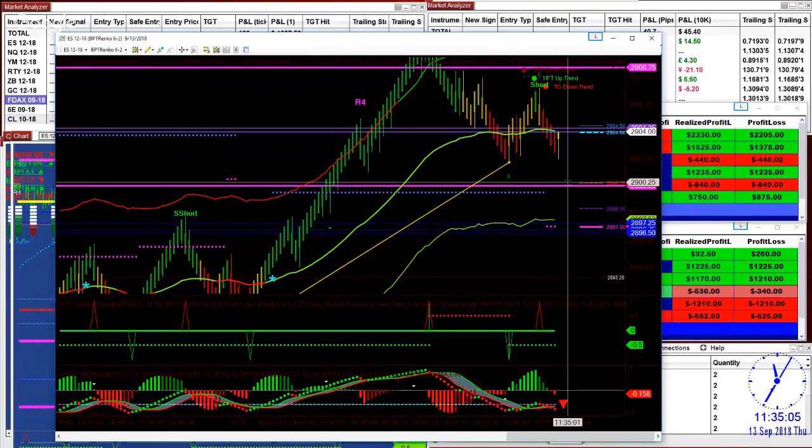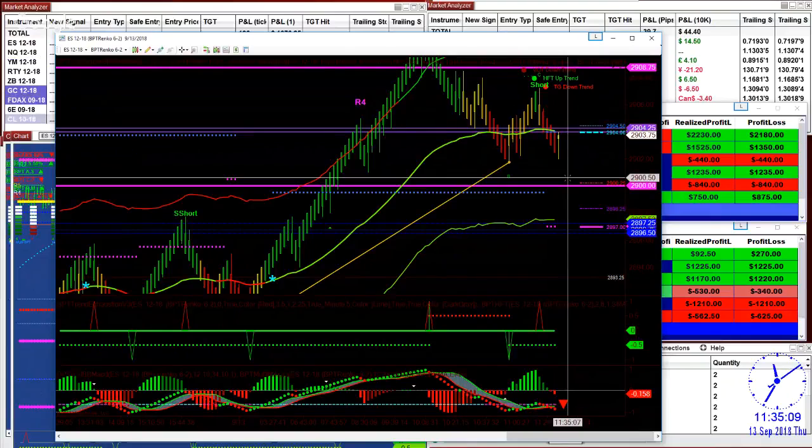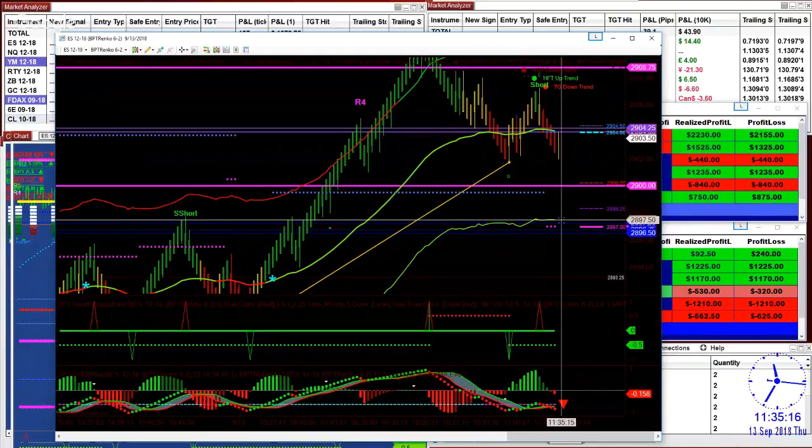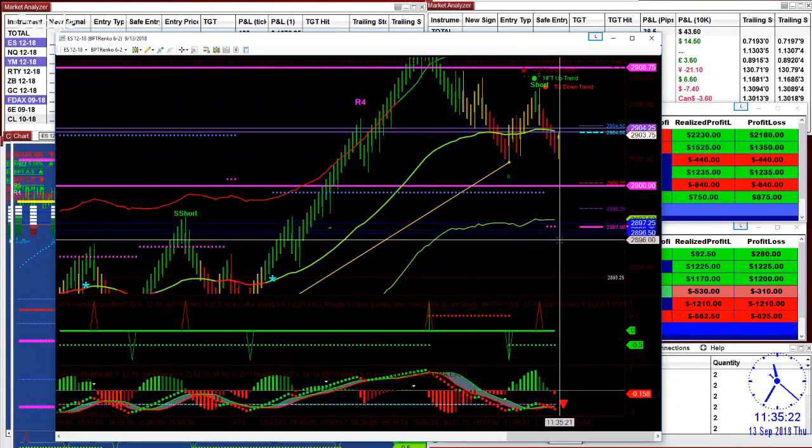If you wanted to go two contracts, do not go two contracts on a 0025 or 0050. You go one contract in here, and then the second contract, you put it at 9750. Stop loss on both of them is 96.